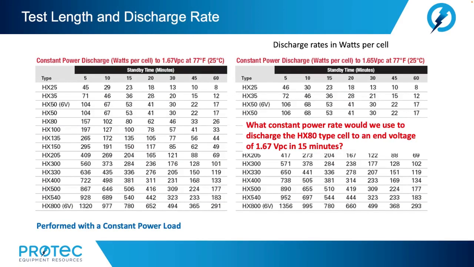Again, to use the datasheet, first simply identify the HX80 model and then the 15-minute column, and we would see that we would be discharging at 80 watts per cell. All right.